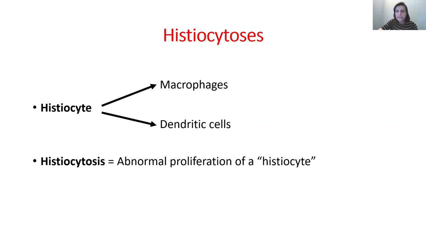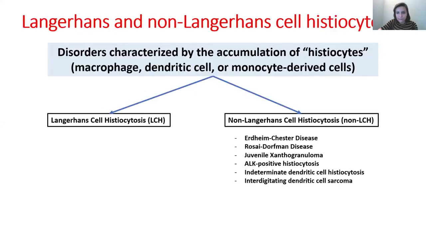The term histiocyte has been variously used to describe both tissue macrophages and dendritic cells. Histiocytosis means abnormal proliferation of a histiocyte. For this talk, when I say histiocytosis, I'll be implying histiocytic neoplasms. Histiocytes accumulate in various tissues and come in a variety of flavors. Historically, histiocytoses have been classified as Langerhans cell histiocytosis and non-Langerhans cell histiocytosis.